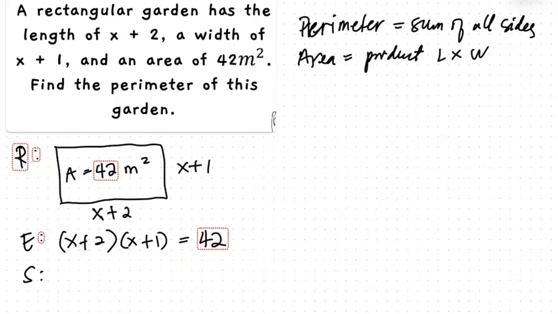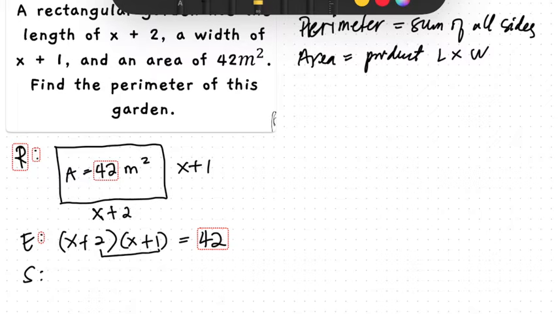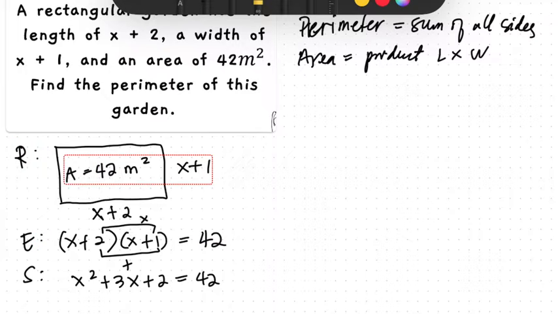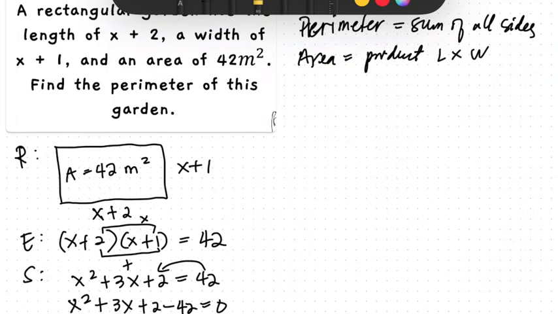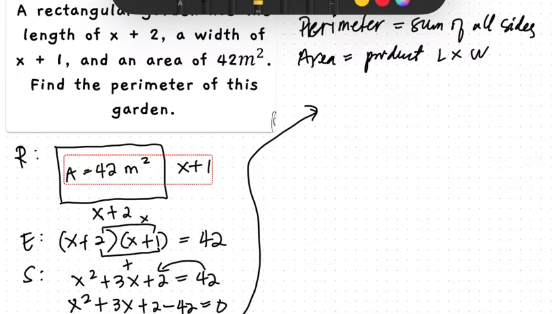Naalala nyo yung technique ko sa inyo na tinuro when it comes to multiplying. You don't need to do any FOIL. Ang kailangan lang natin gawin ay you just add and then you also multiply. So, ito dapat ay x squared plus 3x plus 2. Tapos we have 42. Ang gagawin natin, ililipat po natin si 42 sa kabila. So, we're gonna have x squared plus 3x plus 2 minus 42 equals 0. So, now our equation becomes x squared plus 3x minus 40 equals 0.